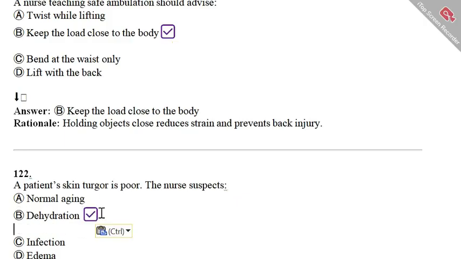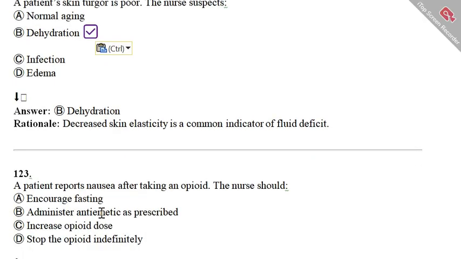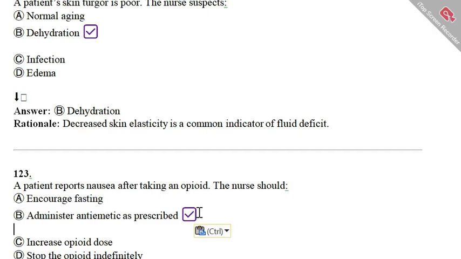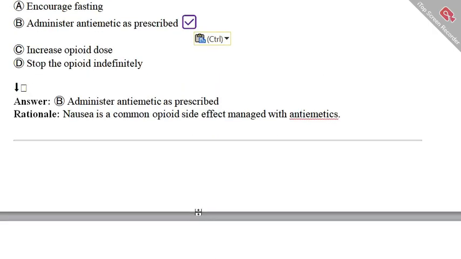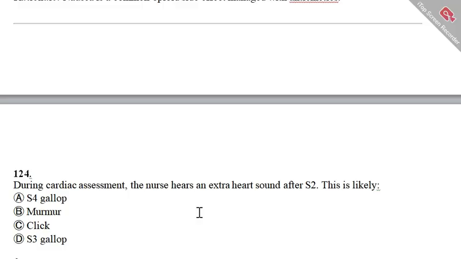Clear indication of dehydration. The next question. Patient reports nausea after taking an opioid. The nurse should. The correct option is option B. Administer antiemetic as prescribed. The next question: during cardiac assessment, the nurse hears an extra heart sound after S2.